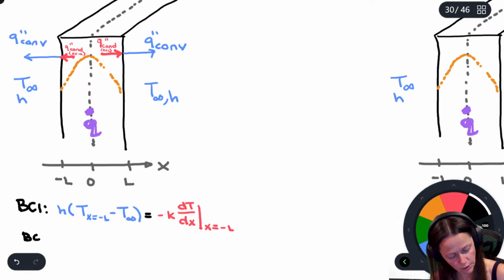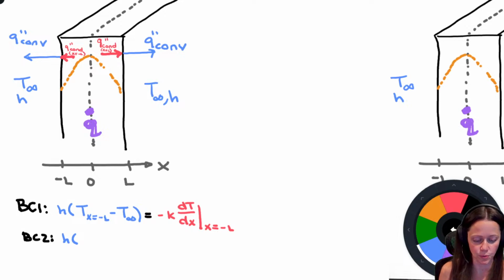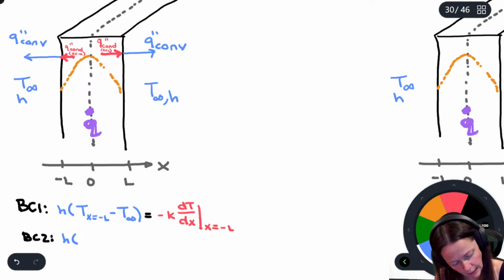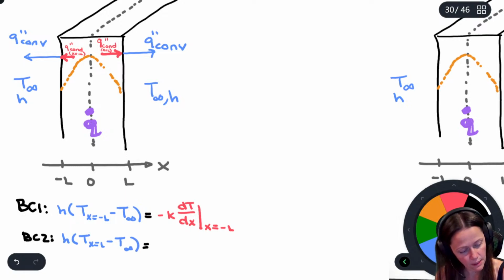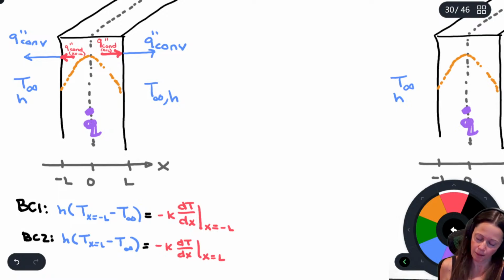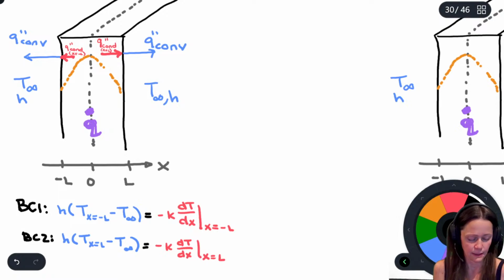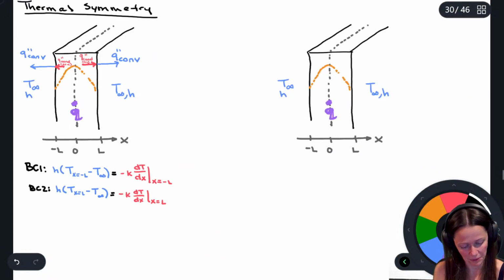And then I'd have another boundary condition that looks really similar. Looking at that blue convection arrow on the right-hand side, beginning of the arrow, end of the arrow: h times T at x equals L minus T infinity. And that's going to be negative k dT/dx at x equals L. Perfect. That looks kind of annoying, right? I like seeing things that have a 0 in them, but there you go.